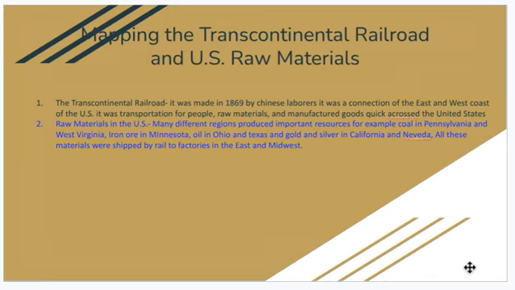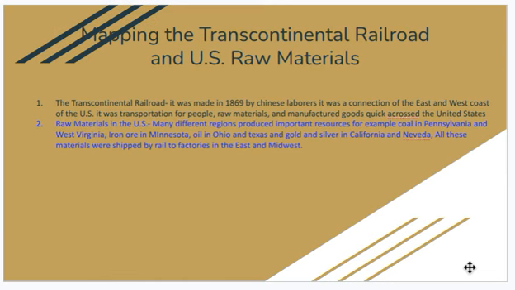Here is mapping the Transcontinental Railroad and U.S. raw materials. Number 1, the Transcontinental Railroad. It was made in 1869 by Chinese laborers. It was a connection of the east and west coast of the U.S. It was a transportation for people, raw materials, and manufactured goods quickly across the USA. Number 2, raw materials in the USA.